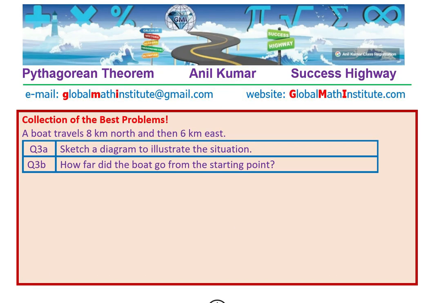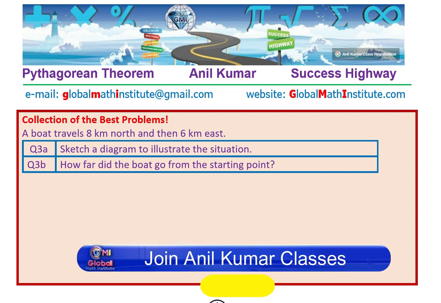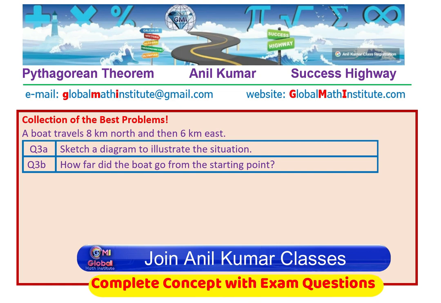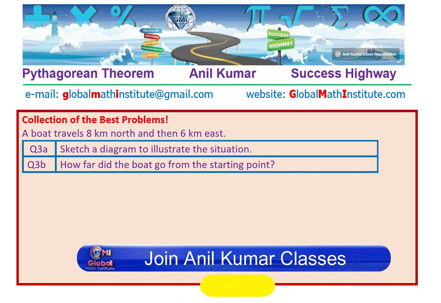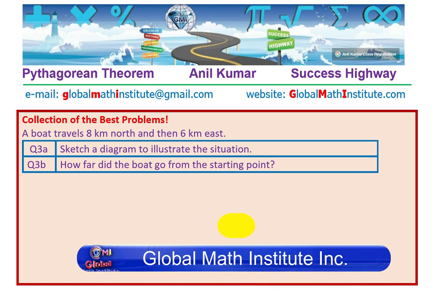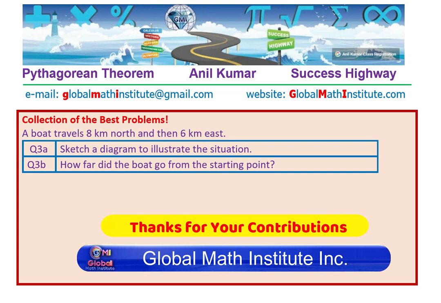Here is one of the first questions. We are not maintaining any order. So I know it says question number 3, but they are just picked at random. A boat traveled 8 kilometers north and then 6 kilometers east. Sketch a diagram to illustrate the situation. How far did the boat go from the starting point?